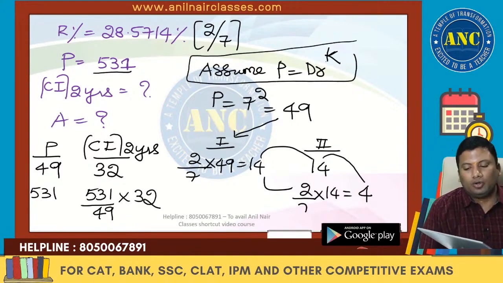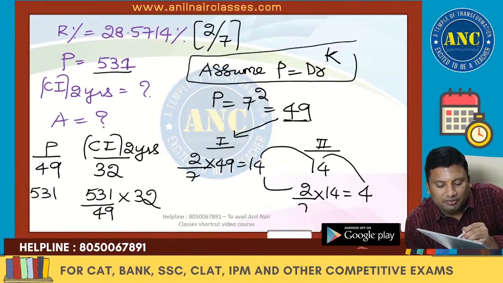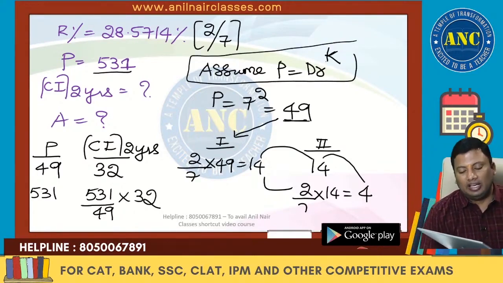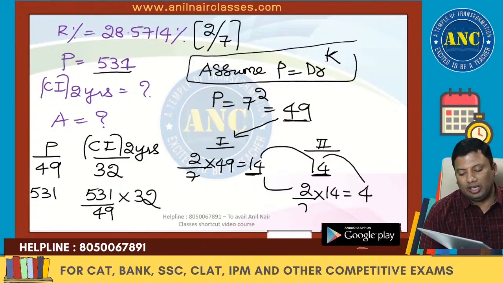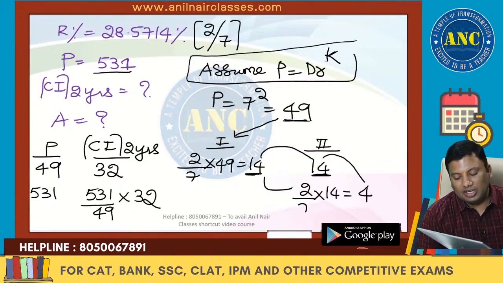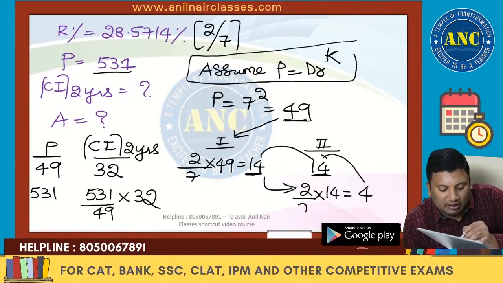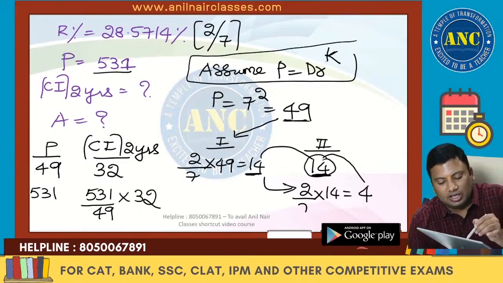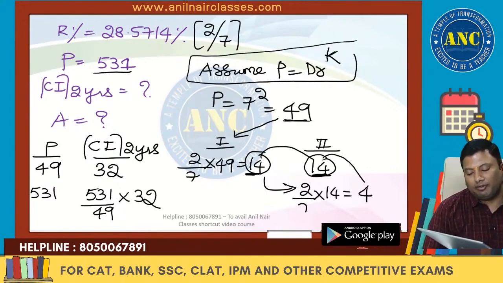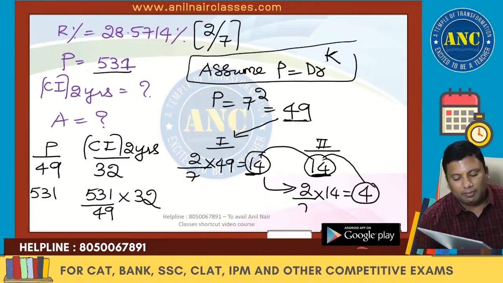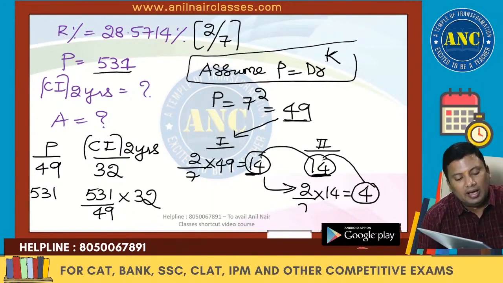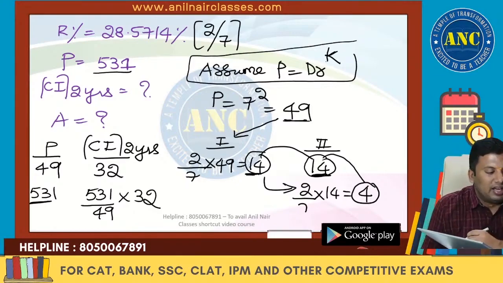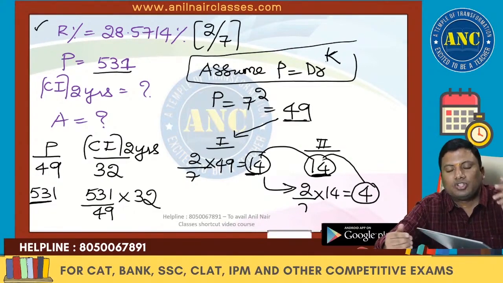Assume principal equivalent to denominator power k. 7 square is 49. First year 2 by 7 of 49 is 14. Second year SI remains the same, 2 by 7 of 49, which is nothing but 14. CI is nothing but SI plus interest on interest. 2 by 7th of 14 is nothing but 4. Total CI for 2 years is 32 when the principal is 49. But according to the question, it is 531. So 531 by 49 into 32. You got the answer. I hope the approach is clear.